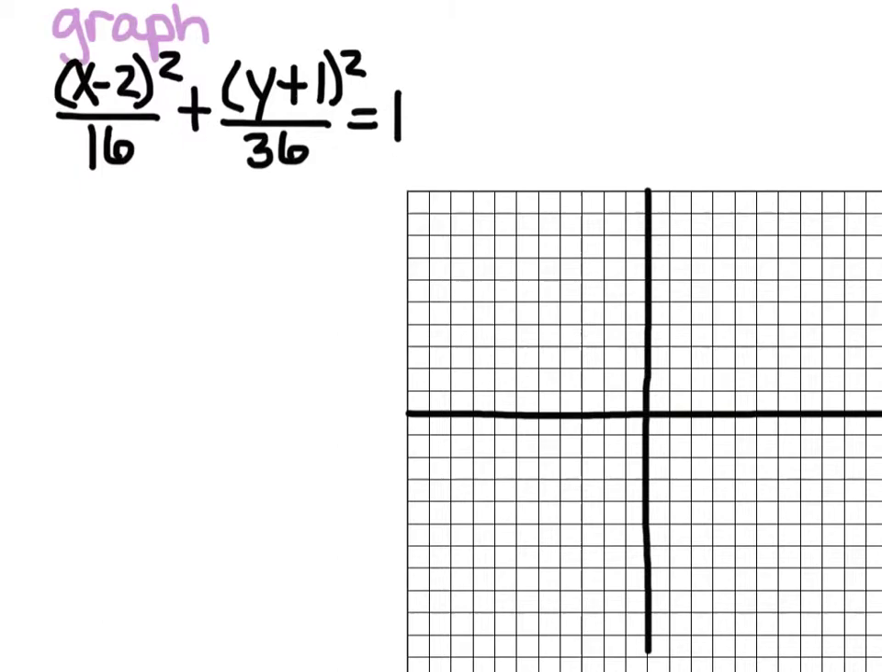This time we're going to graph one that is not centered at the origin. So in this case we have an h value, and that's 2. And we have a k value, and that's negative 1. So our center is at 2, negative 1. Right there. And every point that we plot on here is now coming off of the center, not the origin. So we need to decide, is this horizontal or vertical? 36 is bigger, and that's under the y part, so this is vertical.